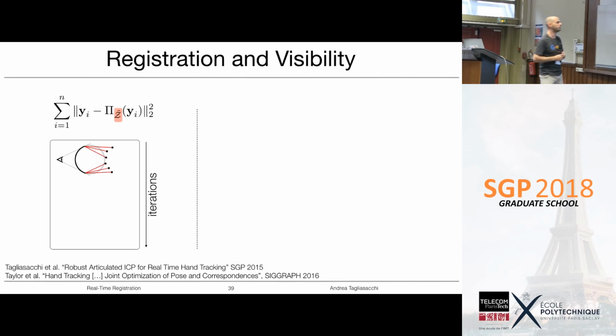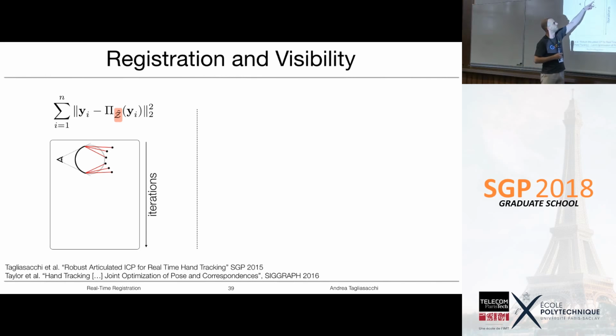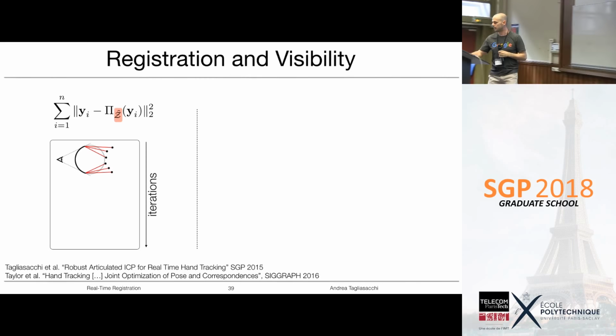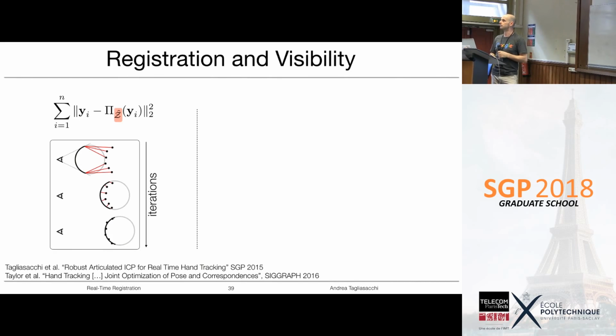I take my object, I do backface culling, so in this case I remove all of this. Now my correspondences will map to the boundary. That's a feasible configuration, right? Those points are visible from the camera, and then I iterate, and then I converge. Yeah?